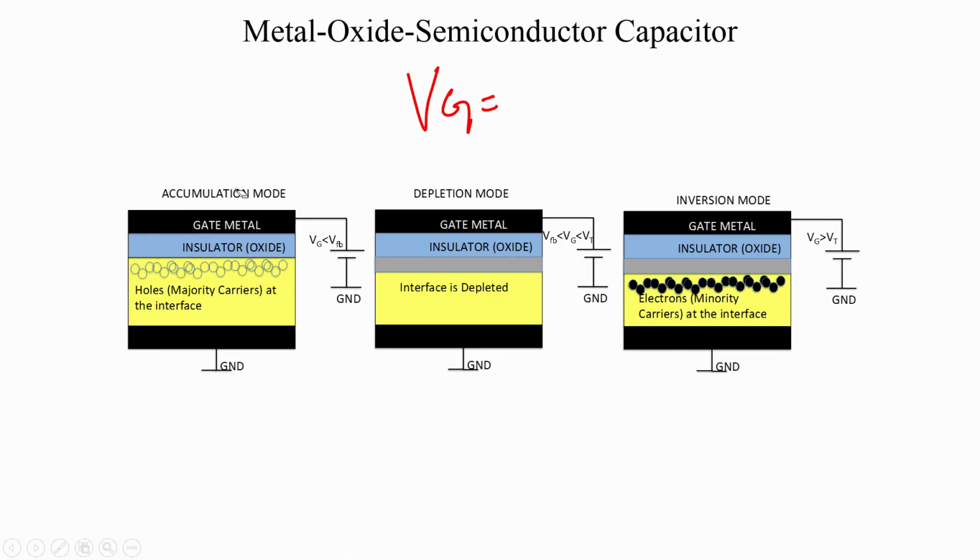But now when we start applying a gate voltage, we take the MOS capacitor out of equilibrium, and when we make Vg equal to Vfb, we achieve flat band, all the bands become flat. So, that is like a starting point for all our experiments, and we need to create this kind of an offset voltage to make all the bands flat.